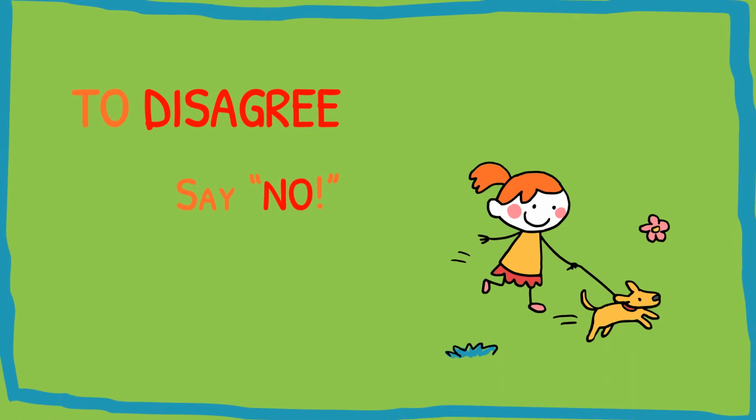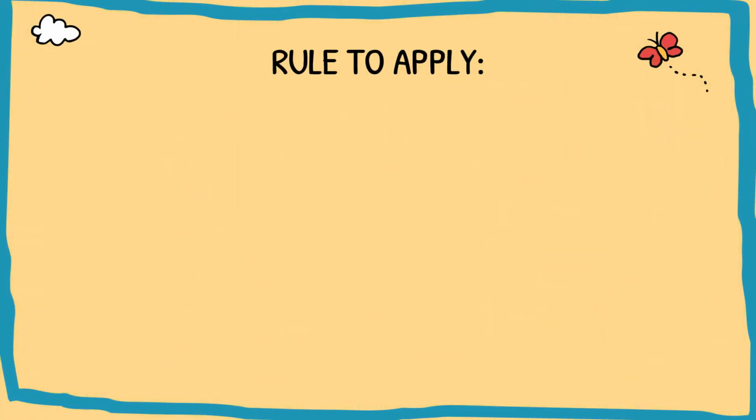Now, what about to disagree? To disagree is to say no. The same rule shall apply when we disagree. The only difference is, to disagree, we say no instead of yes, and we use haven't got instead of have got. Let's look at the arrangement to answer no.